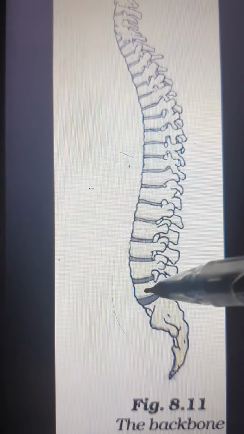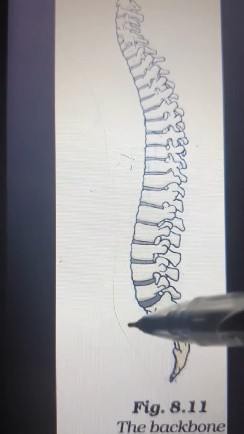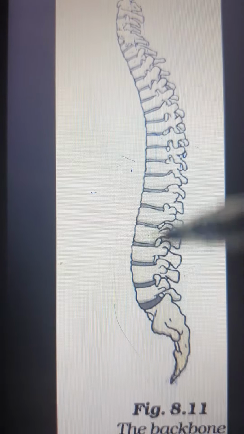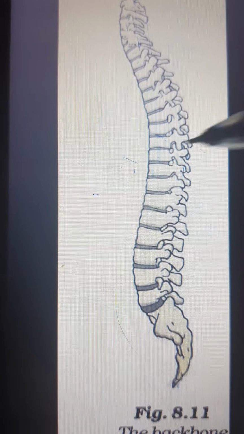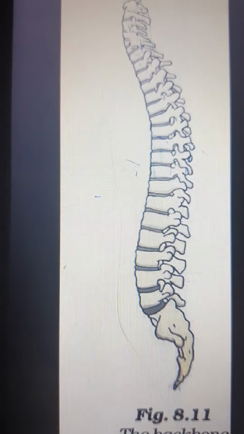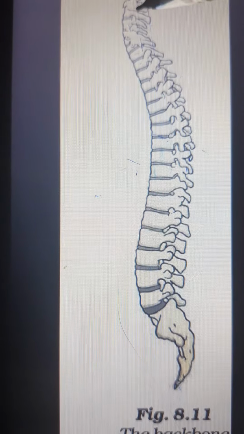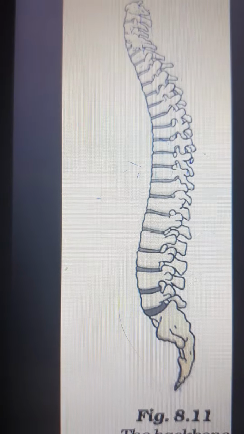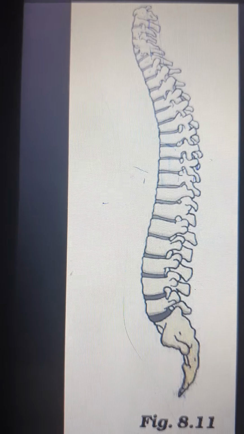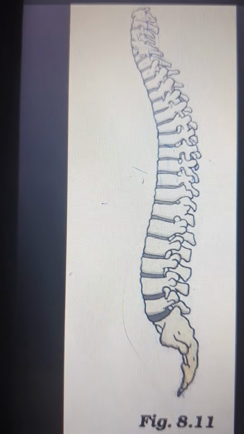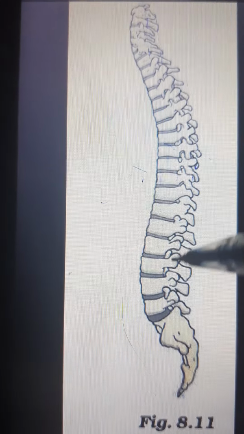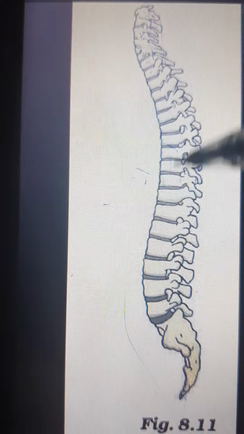1, 2, 3, 4. So they are 33 in number. Total 33 vertebrae are here, and they are joined together, making a big structure known as the backbone. Because different bones are joined together, we can bend our back, isn't it? Had it been a single bone, we would not have been able to bend our back. We are able to bend our back because our backbone is made up of small vertebrae, or small bone-like structures. All these small bones are known as the vertebrae.